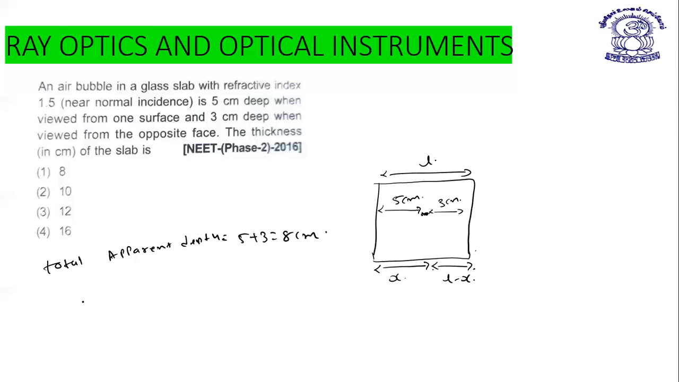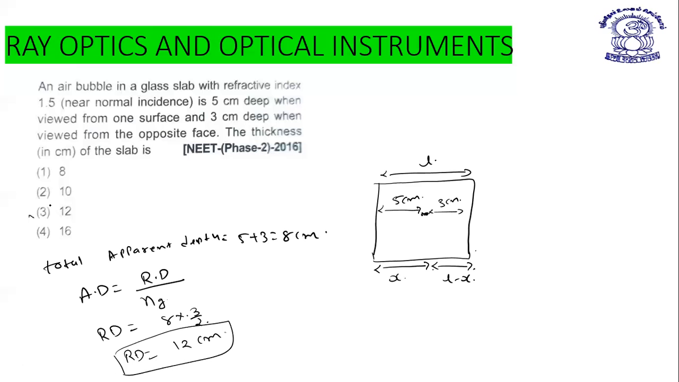Now we can write apparent depth is equal to real depth upon refractive index of glass. So real depth is 8 into 3 by 2, sorry, that is 12 centimeter. So the real length of the glass slab is 12 centimeter.